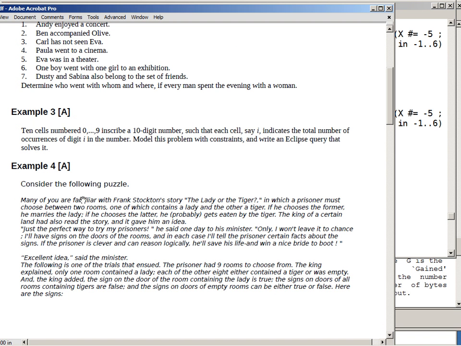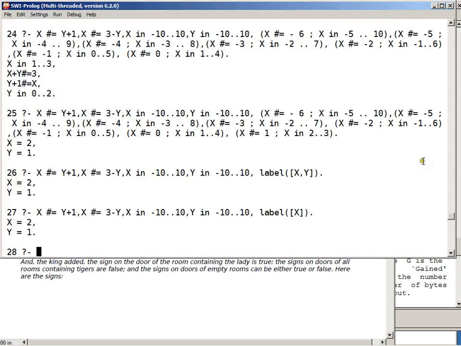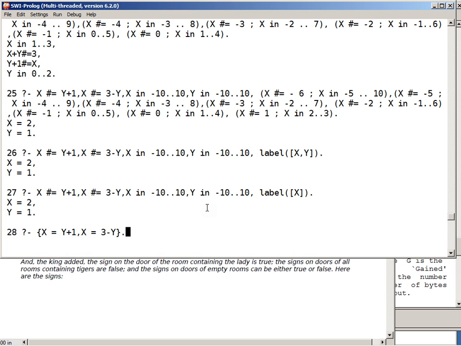So the first puzzle is puzzle number 3. All right, 10 cells numbered 0 to 9. Inscribe a 10-digit number such that each cell, say I, indicates the total number of occurrences of digit I in the number. Model this problem with constraints and write an Eclipse query that solves it. Let me give you the solution first, so you understand exactly what we're talking about.